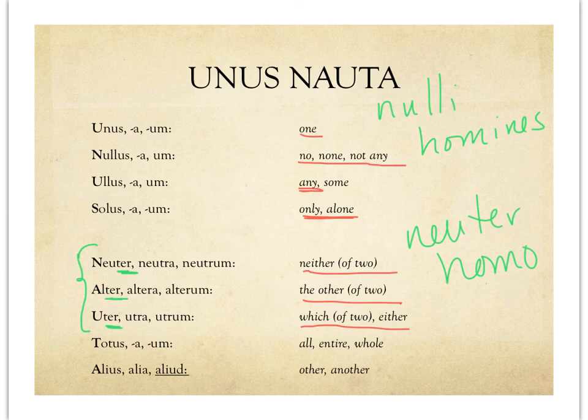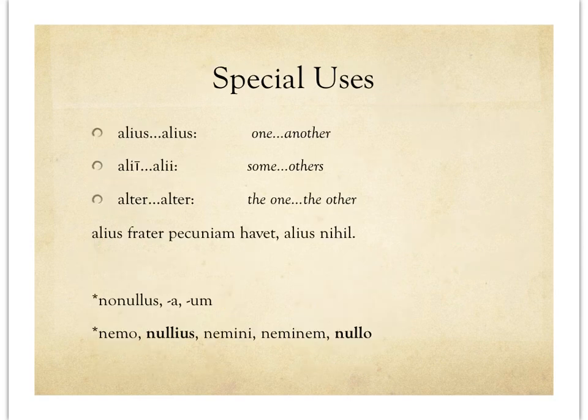The same is true of alius versus alter, right? You can see those are similar. Neuter and nullus, and then uter versus ullus. Okay. So those are the forms. The unus nauta forms have ius in the genitive and i in the dative. Otherwise they are regular. We use them just like any other adjective to modify nouns.